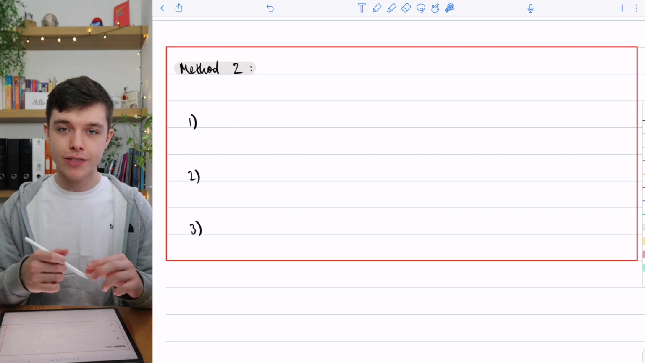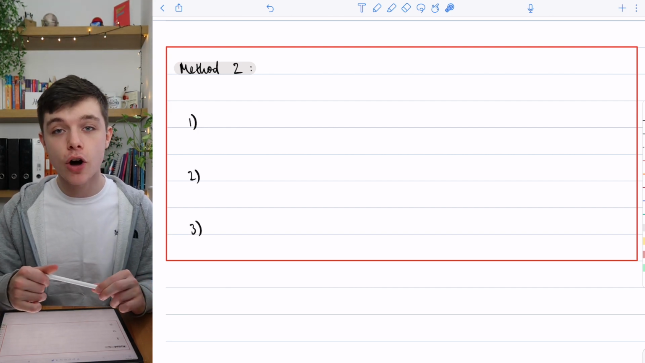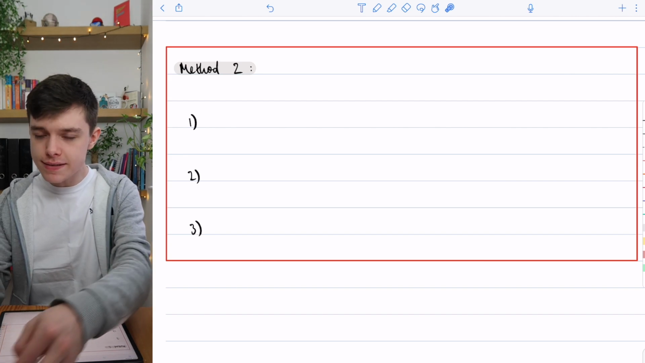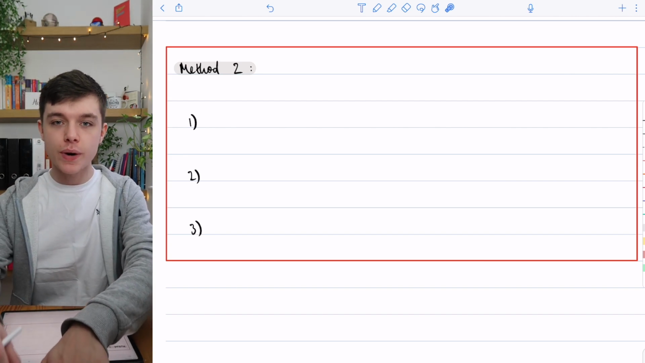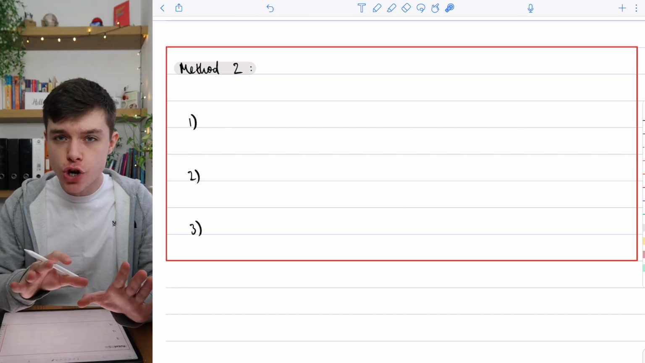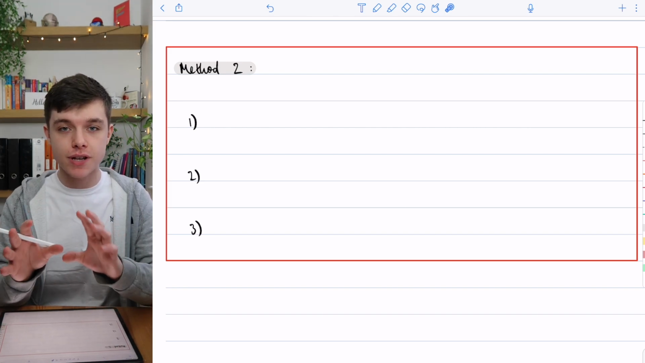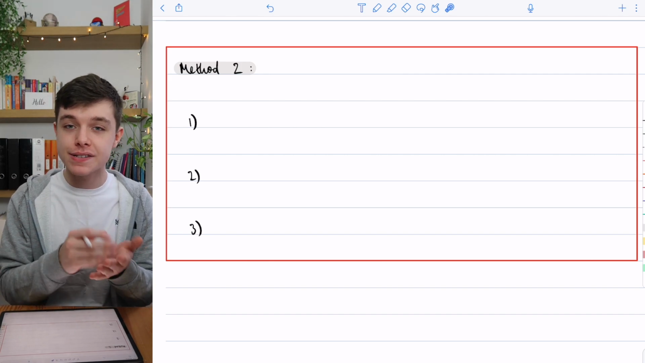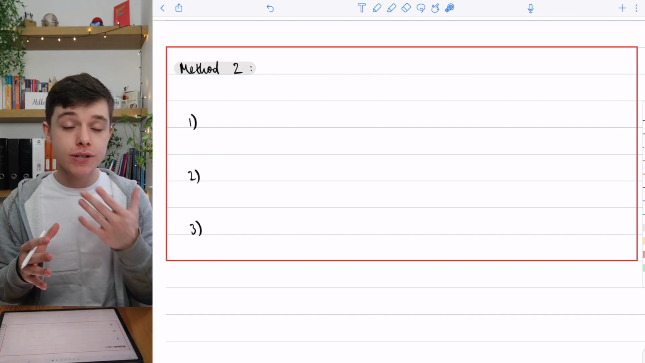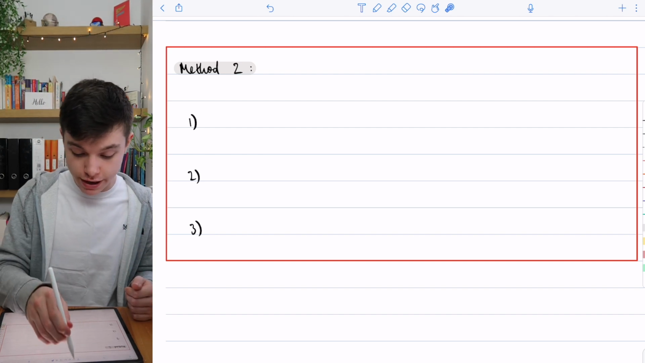Now, there is a different method, and you've probably also seen this one before as well, but let me run through what you need to do. It's quite similar, but what we do is we rearrange either equation 1 or equation 2 to give us, if our two variables are x and y, either x equals something or y equals something. You decide which one you want to rearrange for.